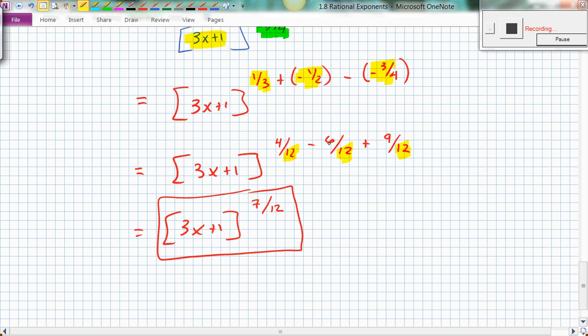So 4 minus 6 is negative 2. Negative 2 plus 9 is a positive 7/12. So the answer is just 3x plus 1, all to the 7/12. All right, there you go.